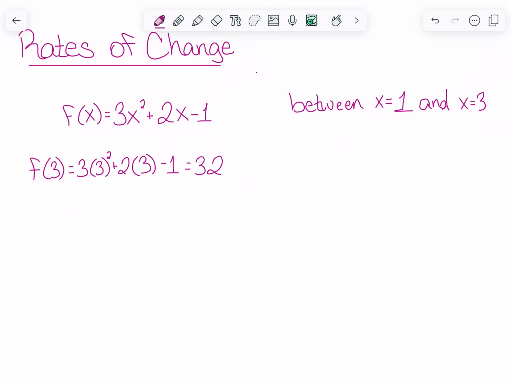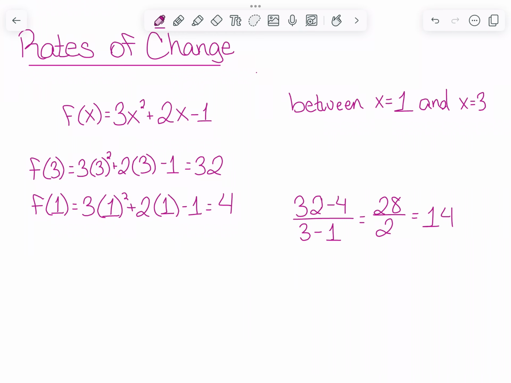Next, let's suppose we want to find the average rate of change between 1 and 3. We previously evaluated f of 3 in my last example, so I went ahead and left that one. But we do still need to find f of 1. That would give 3 times 1 squared plus 2 times 1 minus 1, which is 4. We then subtract these two outputs divided by my original inputs of 1 and 3. When we do that, we get 32 minus 4 over 3 minus 1, which would simplify to 28 over 2, or 14. So the average rate of change between 1 and 3 is 14.